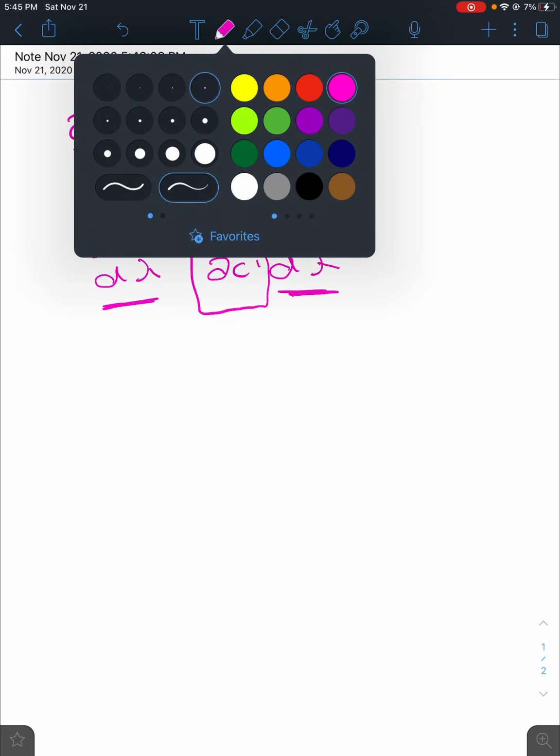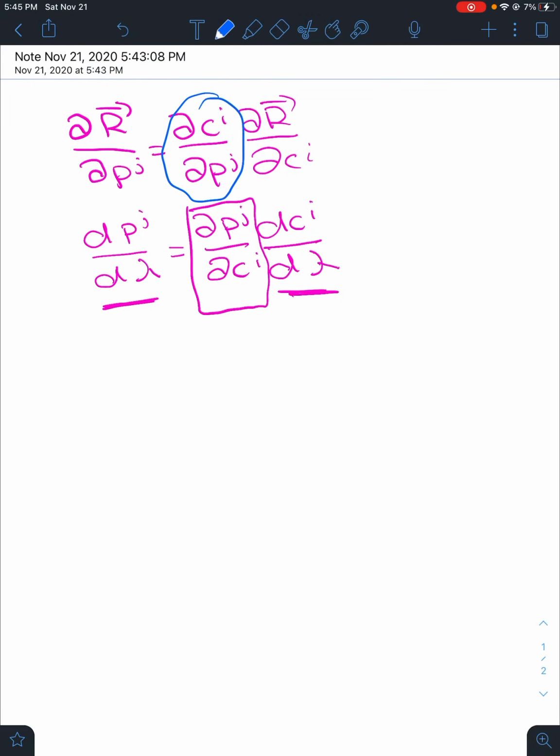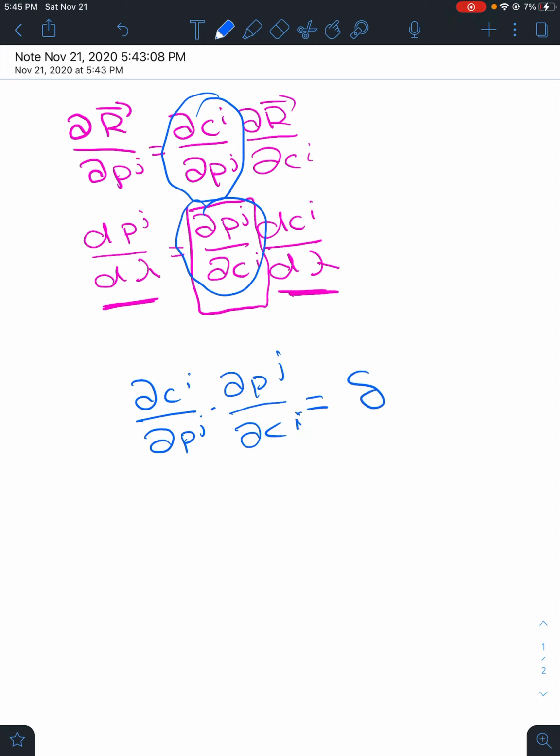And we can see that these two terms are reciprocals of each other. Or in other words, ci over pj times cpj over ci will give us the Kronecker delta ij. Actually, it wouldn't give us the Kronecker delta. It always gives us 1. They are the reciprocals of each other.